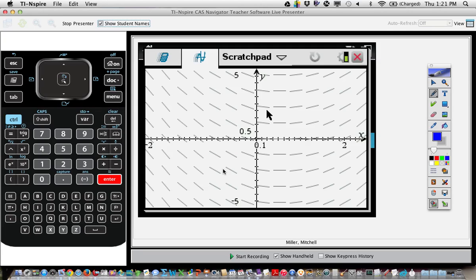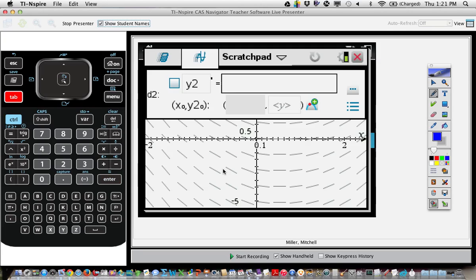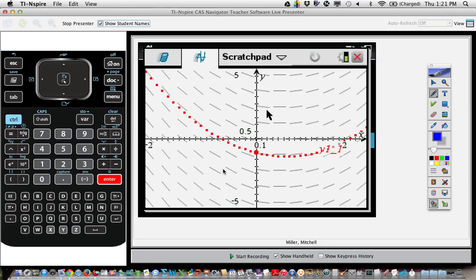So go ahead and tab again, Mitchell. Let's go ahead and tab and get back into there. And here's where we put our initial condition. So we had 0, -1. So 0, -1, and we hit enter, and it throws in our solution curve for us, right?